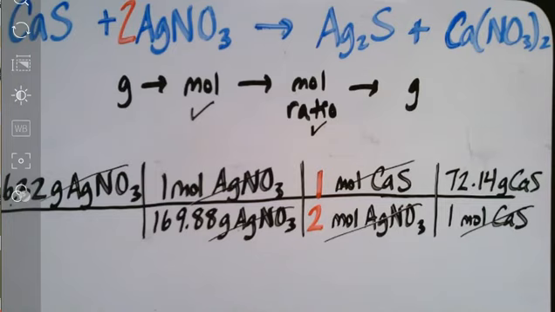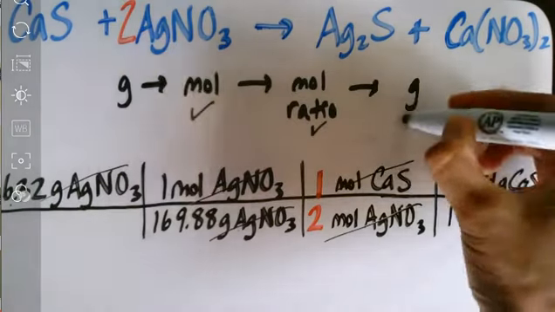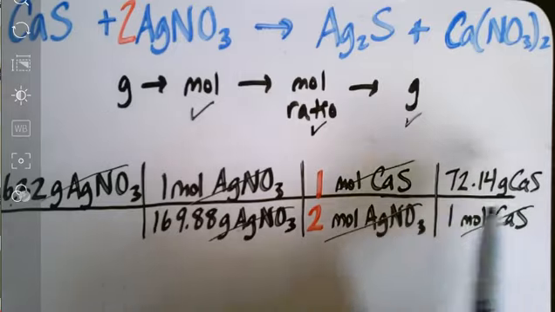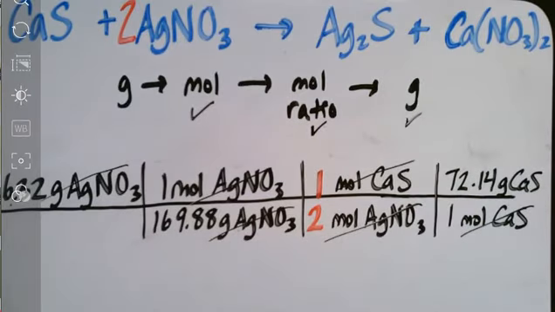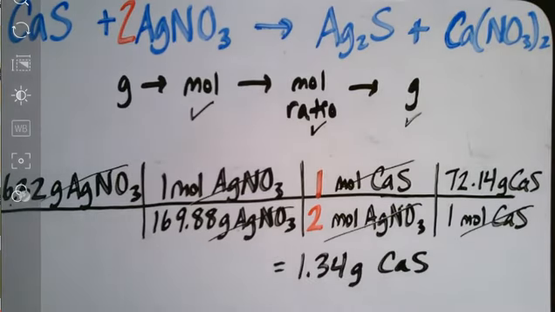Now that we have our setup complete, go ahead and multiply the top, divide it from the bottom, and record your final answer in significant digits along with the units and the label of the substance. Did you get 1.34 grams of calcium sulfide as your final answer? If so, you are correct. So now that we've completed this lesson, you should be able to do any mass to mass or mass to mole or mole to mass stoichiometric calculation.